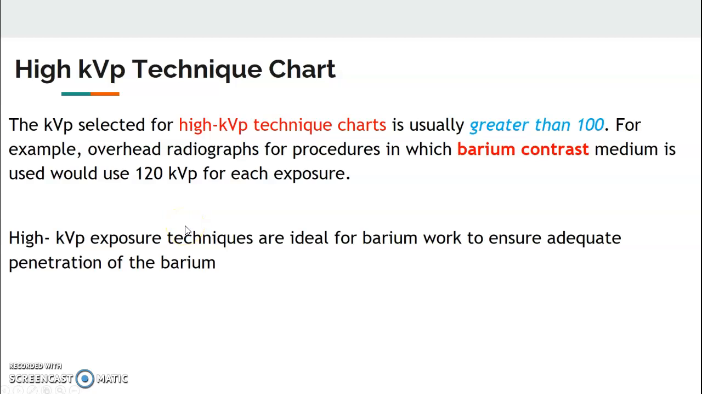High kVp is pretty self-explanatory. This chart uses high kVp. When would you use high kVp greater than 100? Barium work, right? So your upper GIs, your barium swallows, or your BE images. So high kVp technique charts use kVp greater than 100, and normally we would use them for contrast.